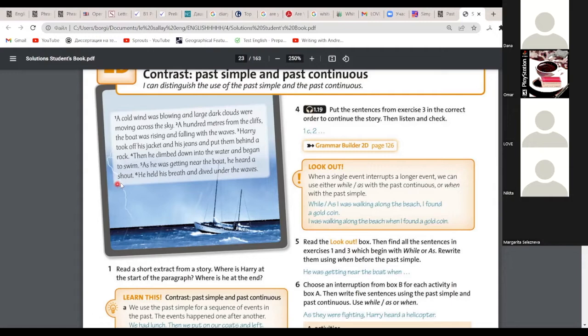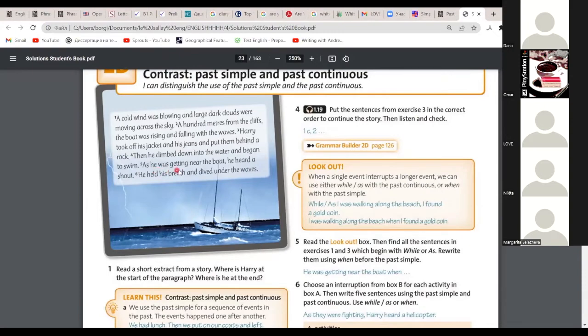Он слушал крик. Так. И Маргарита, how to translate a cold wind was blowing? A cold wind was blowing. Холодный ветер дул. Отлично. Love, how to translate Harry took off his jacket? Гарри снял свой пиджак. Или куртку здесь, скорее, в этом контексте. Окей, хорошо. То есть, как вы можете здесь видеть, тут есть какой-то контраст.